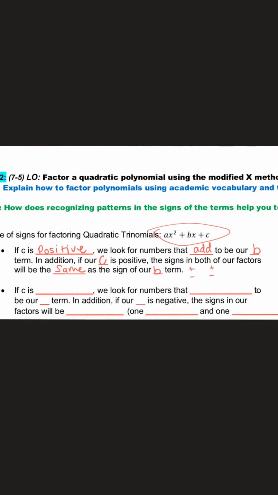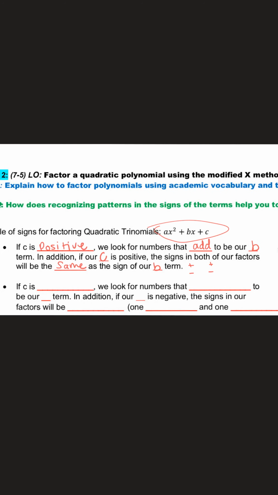Okay, let's go on to if C is negative. So if C is negative, we look for numbers that subtract to be our B term. In addition, if our C term is negative, the signs in our factors will be different, meaning one is going to be positive and the other one's going to be negative. Let's get into some examples.